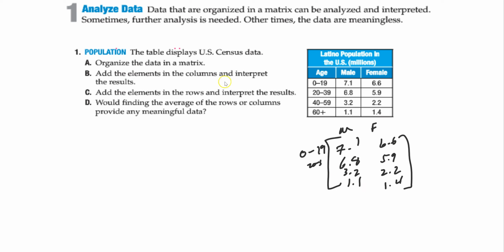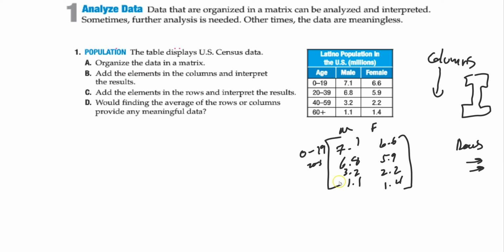Add the elements of the columns and interpret the results. So columns are when you go down. I always think of columns like this, like if you're going to Greece or something. That's my bad example of that. And rows go this way. So they want you to add up all the columns, so they want you to add all these down.